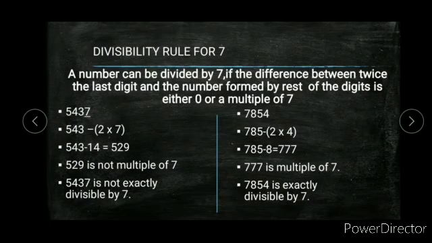Now let us check the divisibility rule for 7. So for the divisibility rule for 7, let us take an example first.